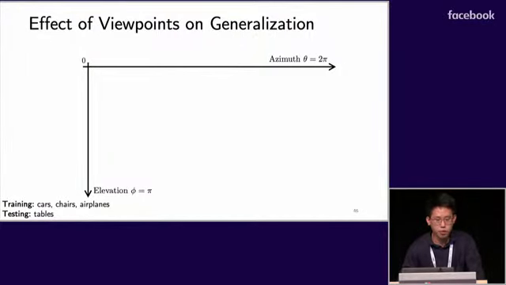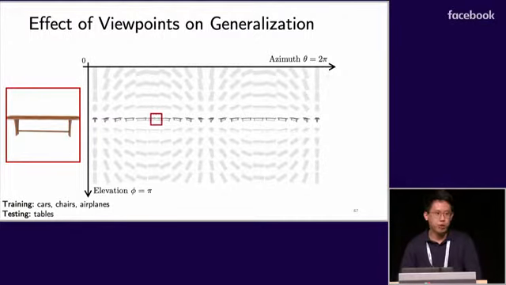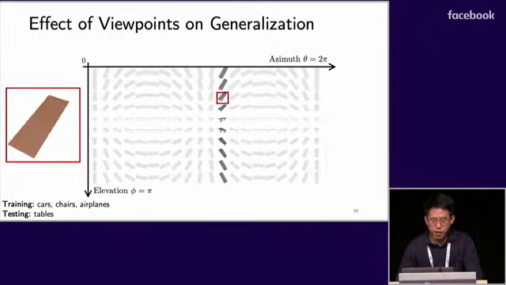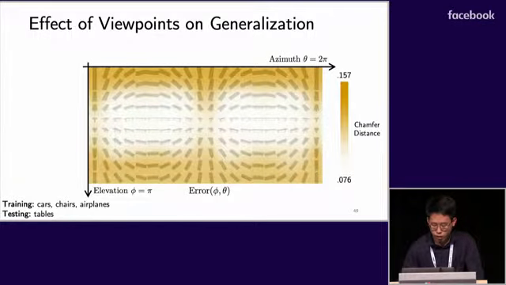Since our model preserves what is present in the input view, it's natural to ask how the input viewpoint affects generalization. So on this view grid, if we traverse horizontally, we are viewing the object from varying azimuth angles. Similarly, the vertical axis represents change in the elevation angle. Now we can compute the average reconstruction error for the novel class of tables as a function of azimuth and elevation, with darker colors representing larger errors.